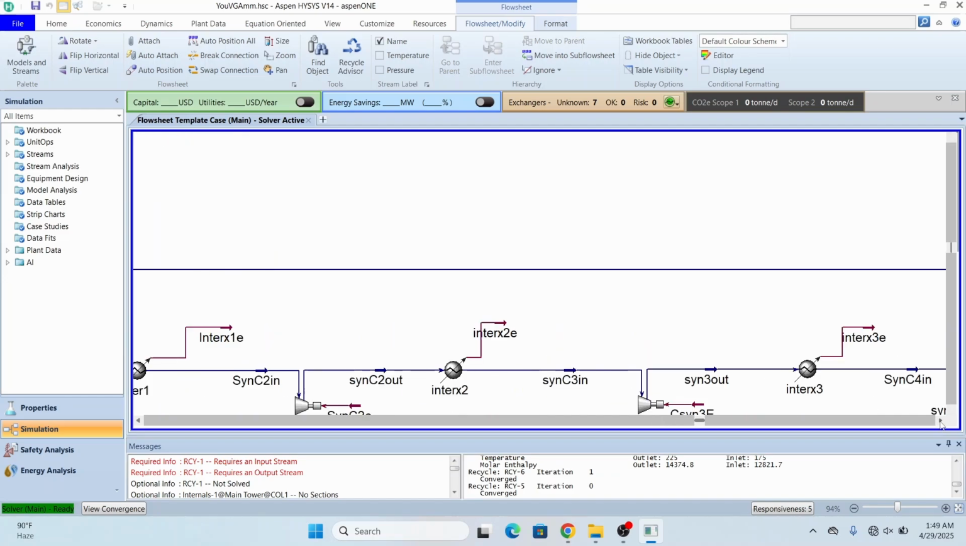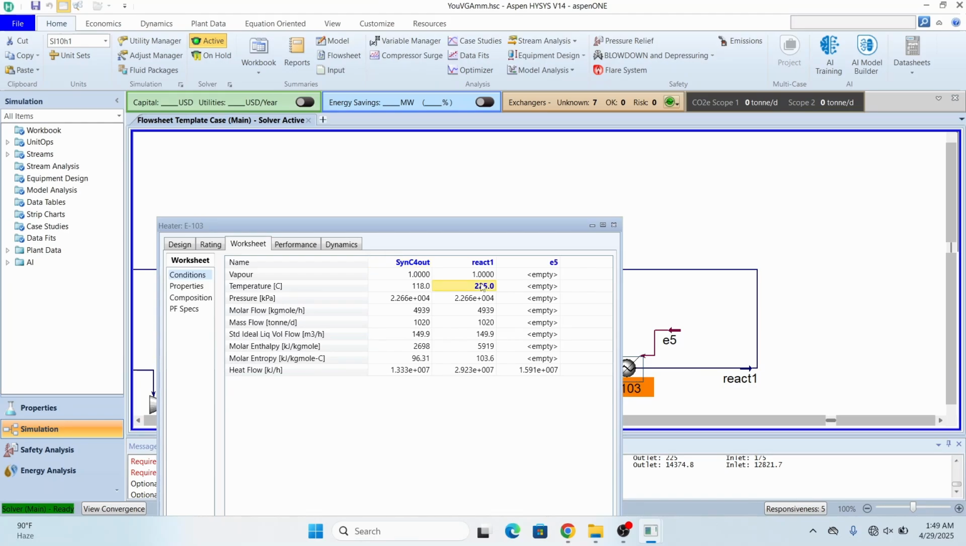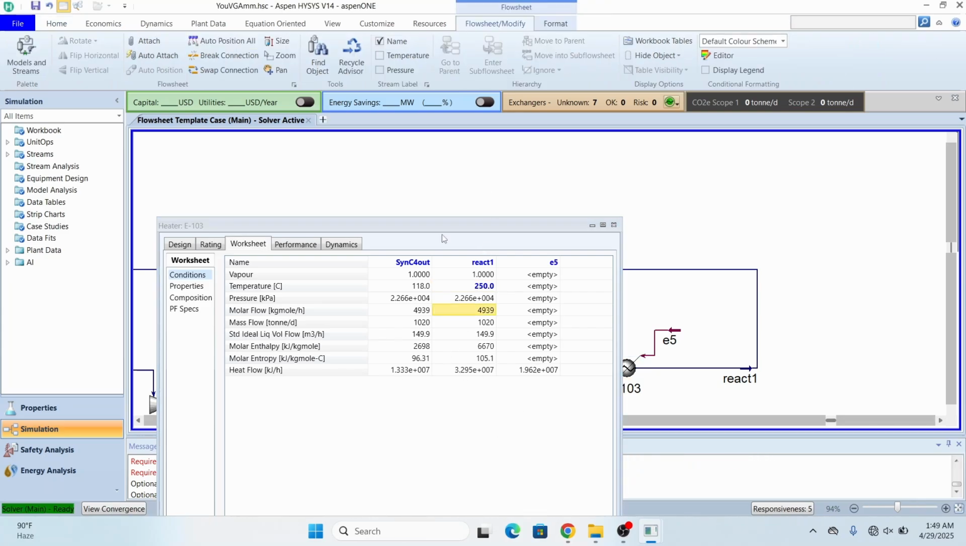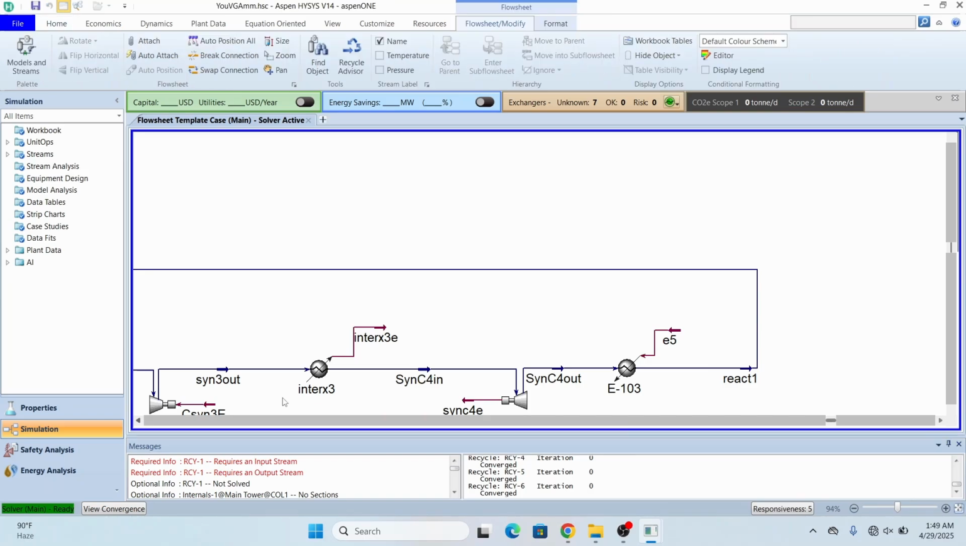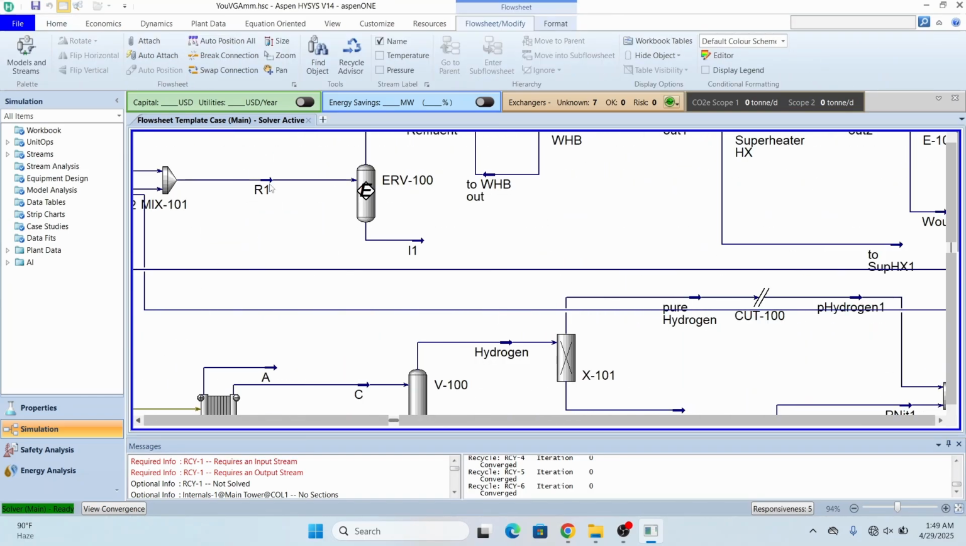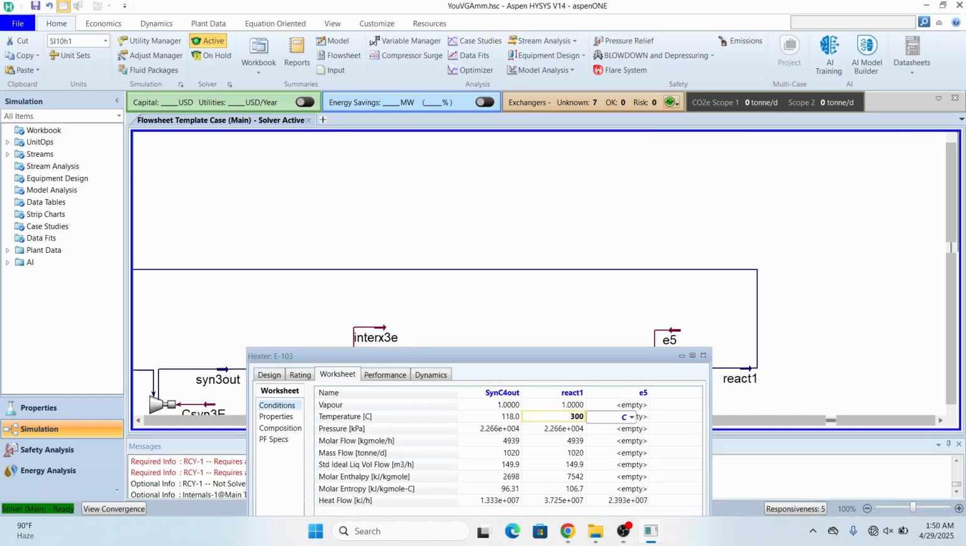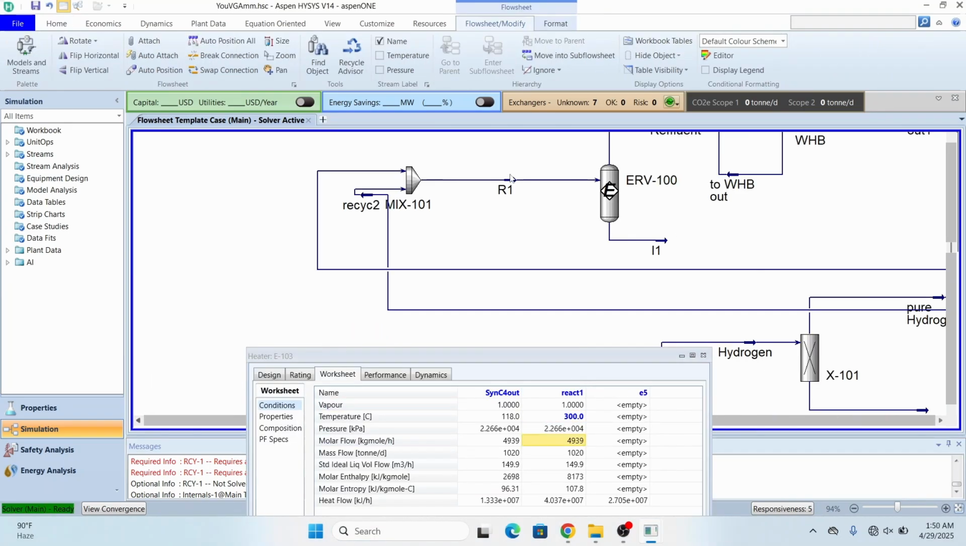go to this heater block, and here I will increase the temperature to 250 degrees and see what my temperature is at the inlet of the reactor. So it has increased to 196. I can increase the temperature more if I give 300 degrees here. Now you can see that the temperature has increased to 211 degrees.